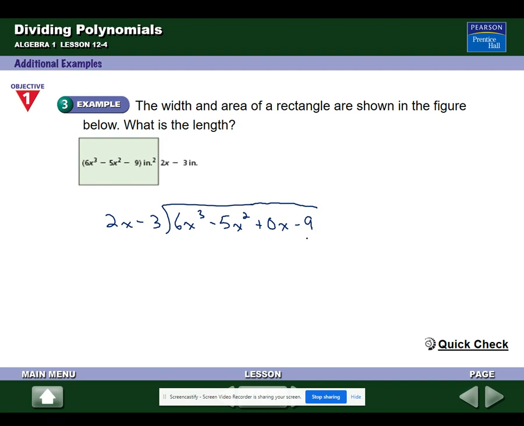So this is really 0 degree. This is the first degree. Just so happens that there wasn't a term in there, so we assume that its coefficient is 0. Okay, so we're dividing. Here goes.